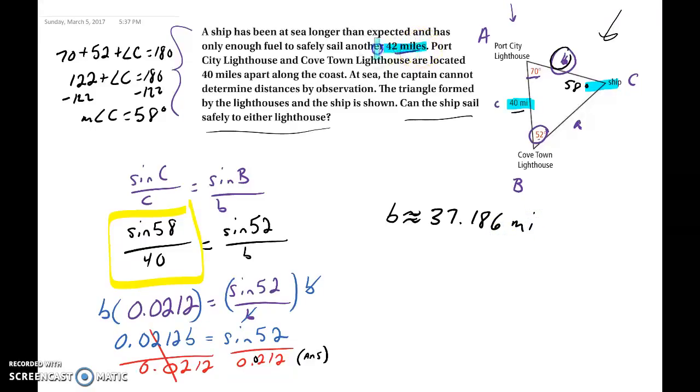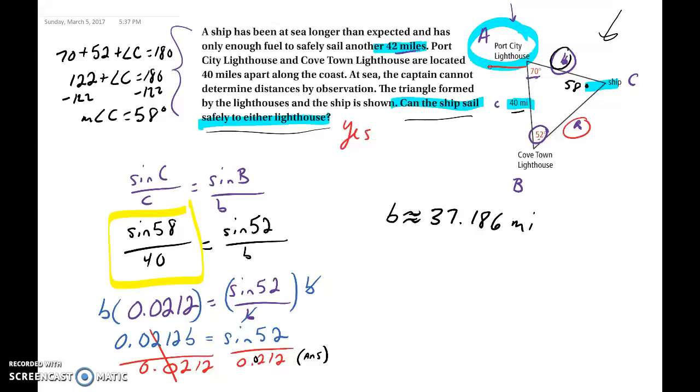37.168 miles is less than 42, we know that this ship can make it safely to the Port City Lighthouse. Right? And all the question says is, can the ship sail safely to either lighthouse? So you can just stop and answer yes now. You don't have to solve for A because it doesn't say can the ship sail to both lighthouses. It just says either. So we know that the answer is yes because it can at least sail to the Port City Lighthouse.